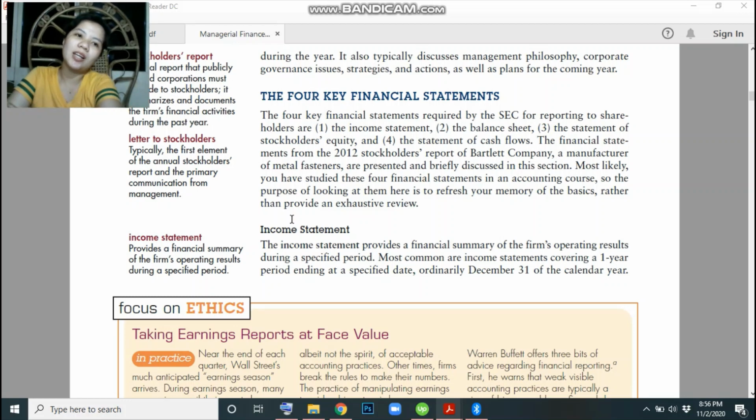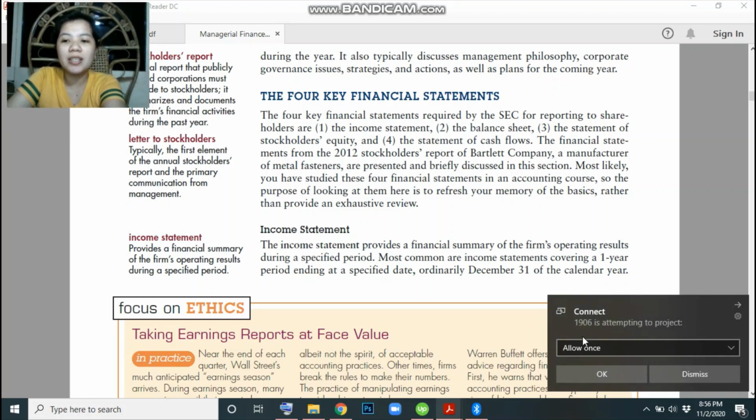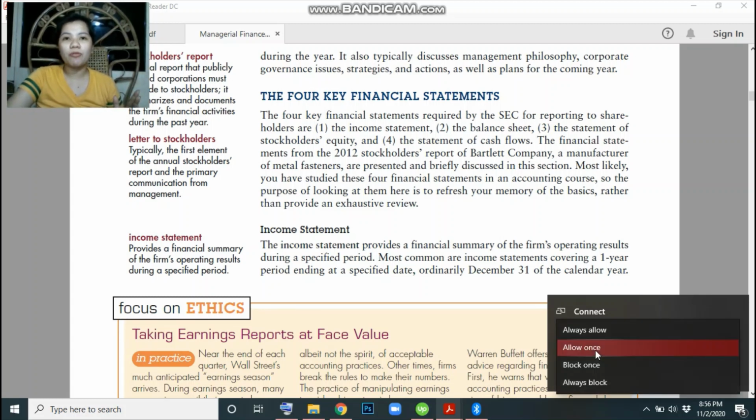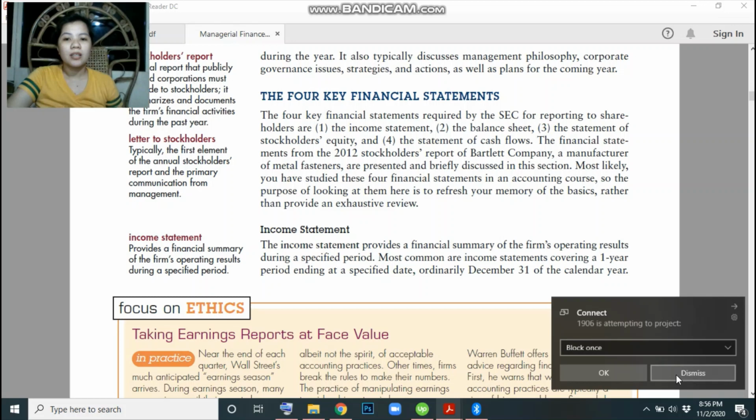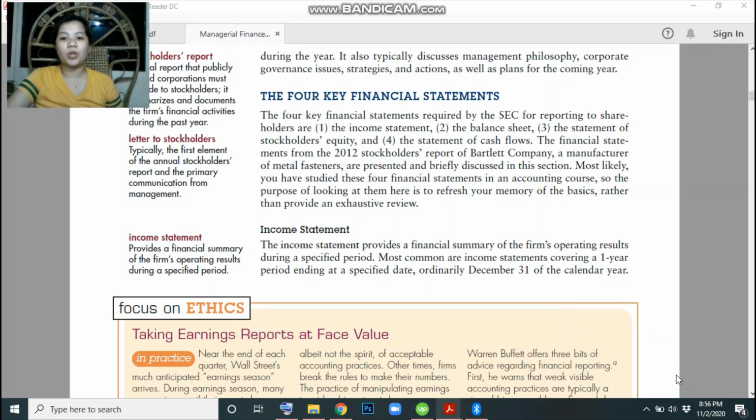The first is the income statement. The income statement provides a financial summary of the firm's operating results during a specified period, okay? So the financial statement only shows you the performance of the company in a specific period, for example, 1 year. Usually it is 1 year. It also usually ends at a specified date, ordinarily December 31 of the calendar year.